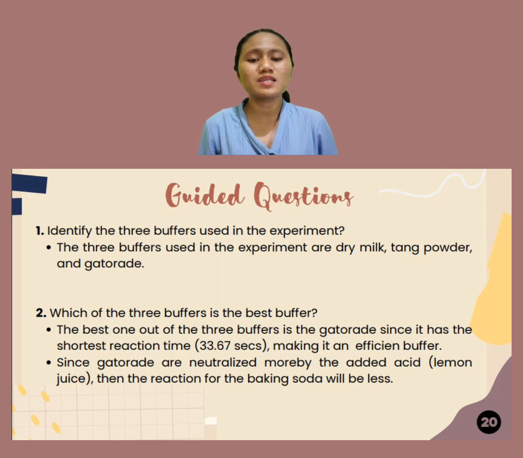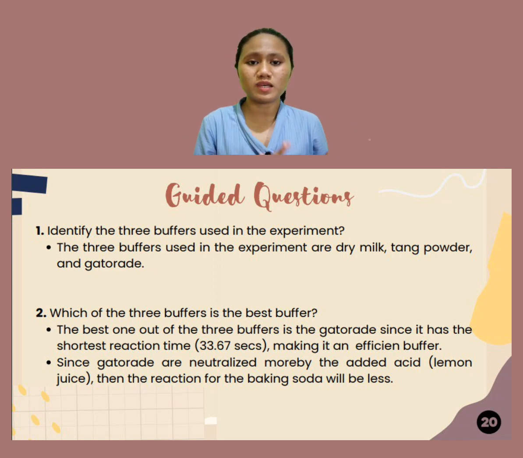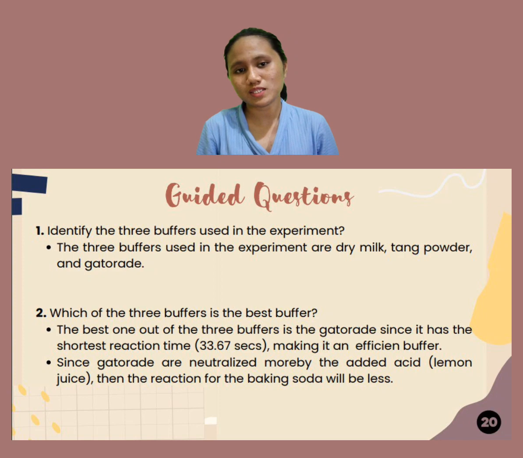So, in other words, since Gatorade yung best buffer, it means that marami nang na-neutralize sa added acid, which is yung lemon juice. So, konti na lang yung magre-react sa baking soda. Because once na mag-react yung buffer sa acid, may buffering na nagaganap and nane-neutralize yung reaction doon. Tapos yung matitira na hindi na-neutralize ng lemon juice sa Gatorade ay ang magre-react sa baking soda. So, another clue to know the best buffer is kung ano yung shortest time.